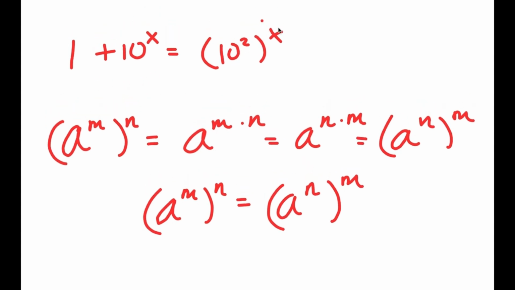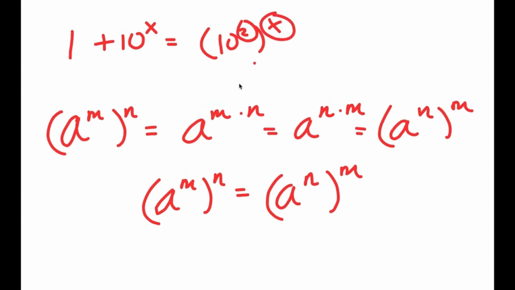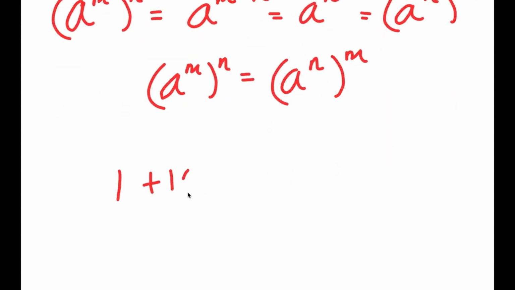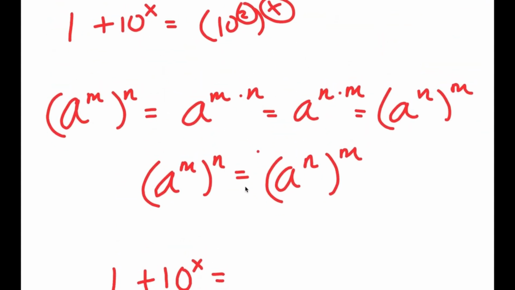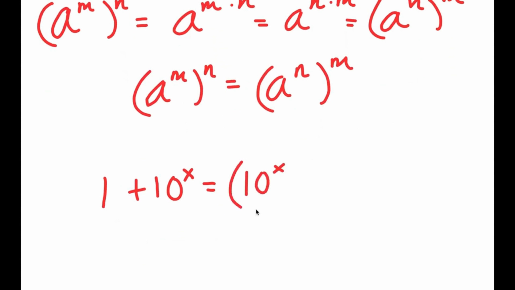So for 10 to the power of 2 to the power of x, I can switch the values of 2 and x. So now I get 1 plus 10 to the power of x is equal to 10 to the power of x to the power of 2.